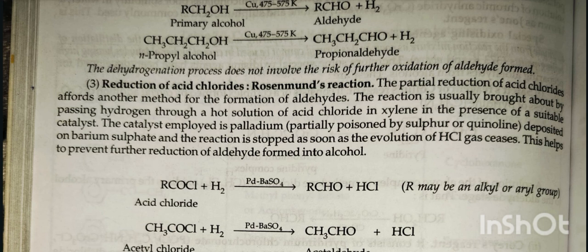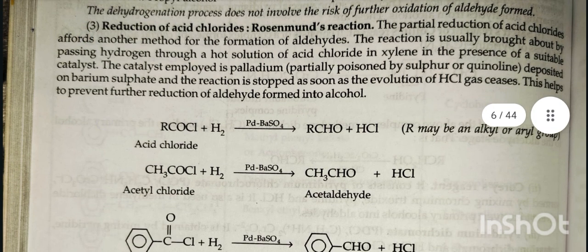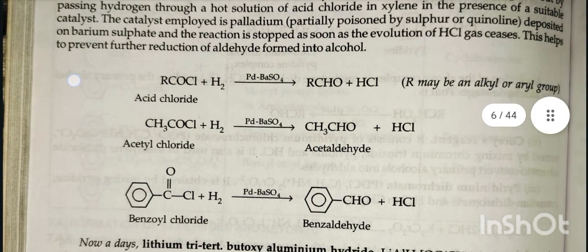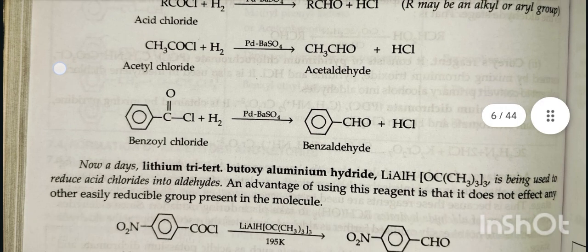The catalyst employed is palladium, partially poisoned by sulfur or quinoline, deposited on barium sulfate, and the reaction is stopped as soon as the evolution of HCl gas ceases. This helps to prevent further reduction of aldehyde formed into alcohol. Acid chloride in presence of Pd/BaSO4 gives aldehyde plus HCl.